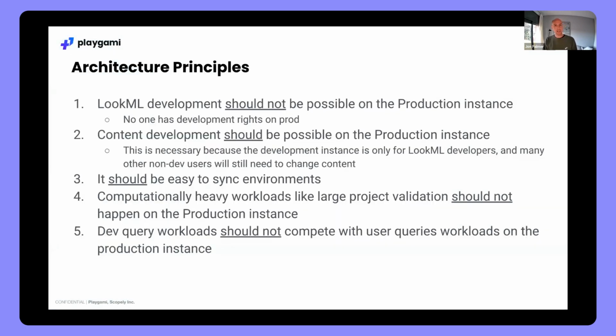So the architecture that we designed, in simple terms, it's just 2 instances, but there were some subtle points that we had to make sure of. These were the sort of laws: first and foremost, LookML development should not be possible on the production instance, and no one has development rights on production in any capacity. Content development should be possible on the production instance and the development instance. There are plenty of business users who don't need to write LookML, who are still exploring, building their own looks and dashboards. They needed to carry on being able to do that.